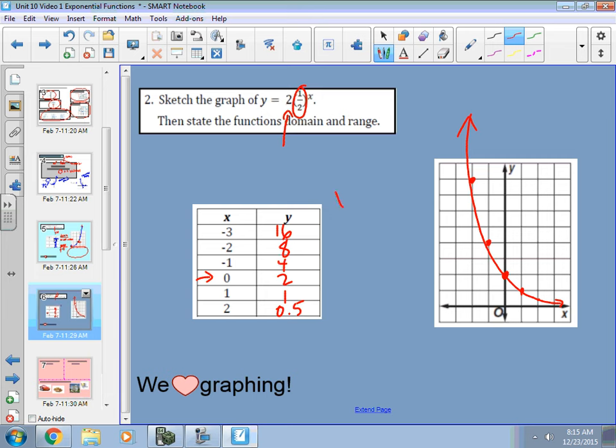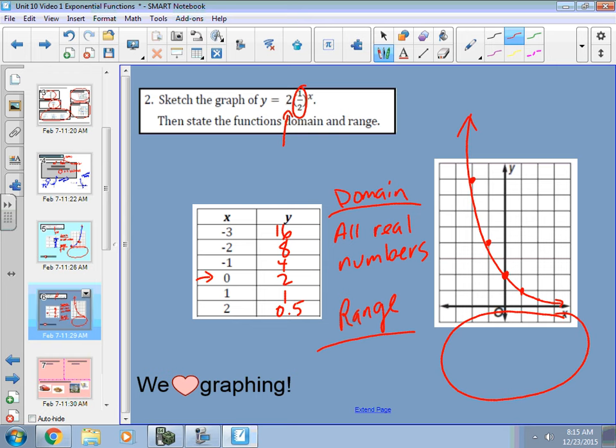Okay, domain on this one would also be all real numbers. We can put any number in for x on this one, and we can find the y value. The range, the y values, again, never come down in this negative part. That's always going to be a positive value greater than 0.